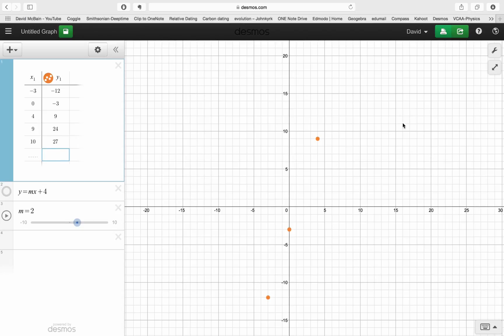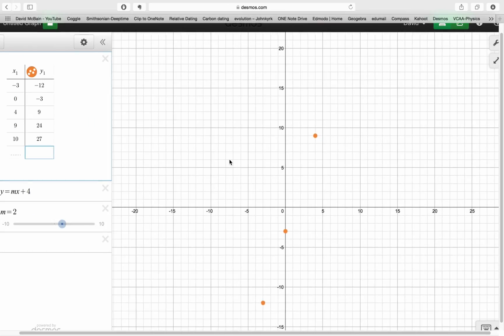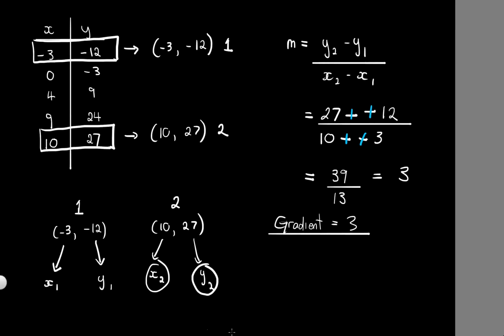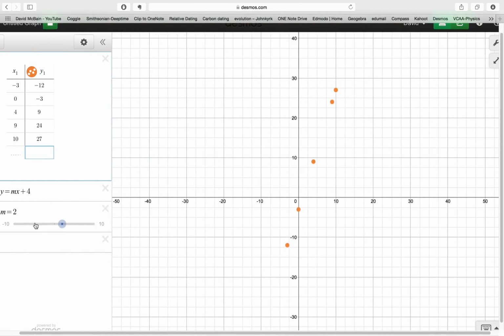So let's zoom out and see what our points look like. Well, look at that. Once again, they're in a straight line. So let's see if we can find the rule. Now, from this calculation, we think the gradient is 3. We worked out the gradient. So let's try that. Let's try m equals 3.